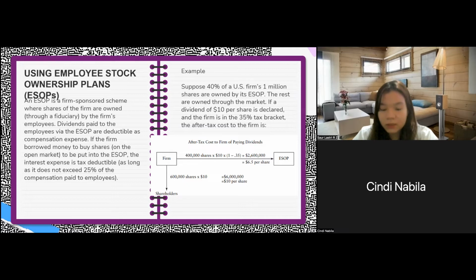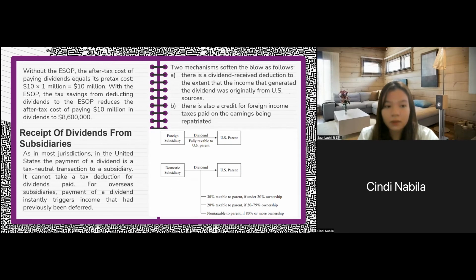And for the other shareholders, 600,000 shares times $10 equals $6 million, or $10 per share. From the previous example, without the ESOP, the after-tax cost of paying the dividend equals its pre-tax cost, which is $10 times 1 million, equal to $10 million. With the ESOP, the tax saving from deducting dividends to the ESOP reduces the after-tax cost of paying $10 million in dividends to $8,600,000.